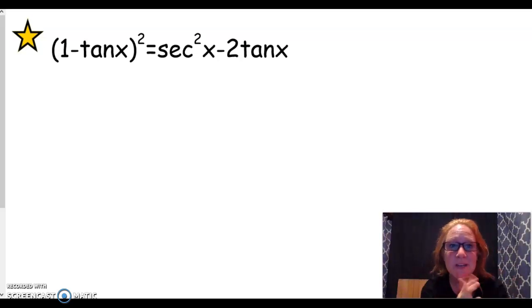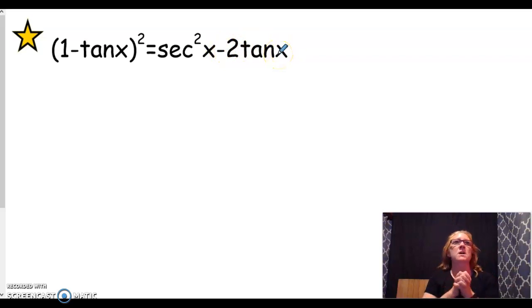All right, so we are going to prove some trig identities today. Basically what's happening here, there's an equal sign. So it's saying this 1 minus tangent x squared is the same as secant squared x plus 2 tangent x.